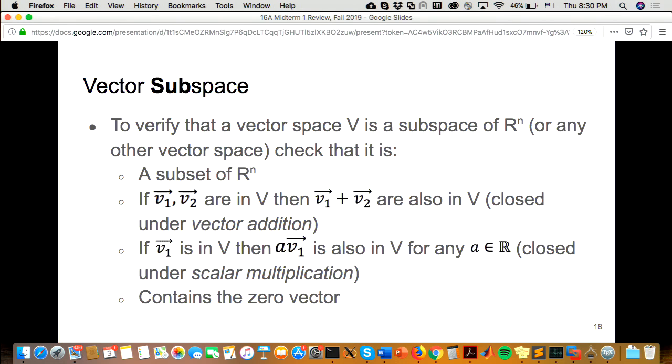We need to check that if two vectors, v1 and v2, are in V, then their addition is also in V, so it's closed under addition. And we need to check that if v1 is in V and alpha is any scalar, then alpha times v1 is also in V. So it's closed under scalar multiplication. Finally, and most importantly, we need to check if it contains the zero vector. This is a very fundamental property.